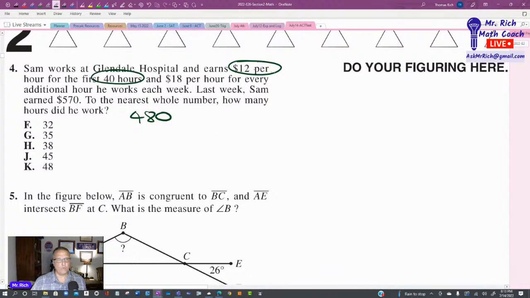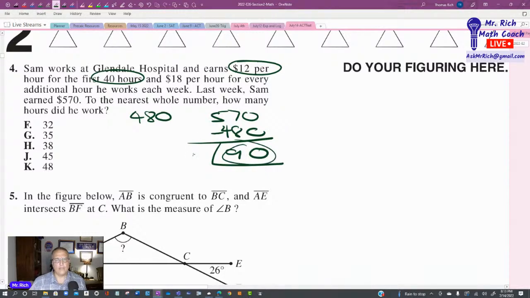Okay, so he had to have made 480 on the first 40 hours, and I'll take that away from the 570. That leaves me 90. And so then he would have made $90 working $18 per hour. And how many times does 18 go into 90? I believe it goes in 5 times. So it looks like he must have worked 45 hours. Okay. Make sure I didn't make any errors here. Okay, that looks good. I like that answer.